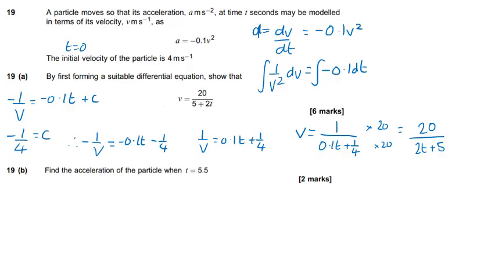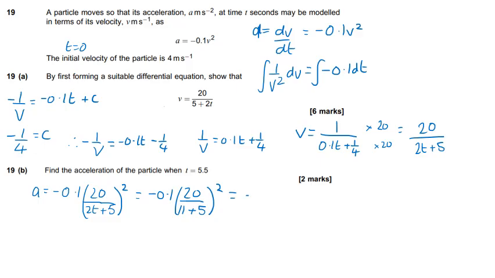19b, find the acceleration of the particle when t is 5.5. Nice simple one to finish off. So the acceleration is minus 0.1 times v squared. Just substitute in t equals 5.5. So we've got minus 0.1 times 20 divided by 2 times 5.5, which is 11, plus 5, all squared. If you calculate that, you get minus 5 over 32 meters per second squared.